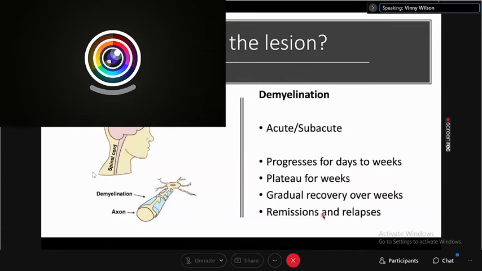For example, after he's reached the weakness of his hands, he may say that it did not progress any further, and he may remain in that phase of plateaued weakness of face and arm for weeks, and then over the next few weeks there may be a phase of recovery. So this is a typical pattern of demyelination, where the disease progresses over days to weeks, plateaus, remains static for a few weeks, and then starts gradually recovering over a period of few weeks, and may completely recover or may remain partly paralyzed on the side, depending on the extent and severity of demyelination.